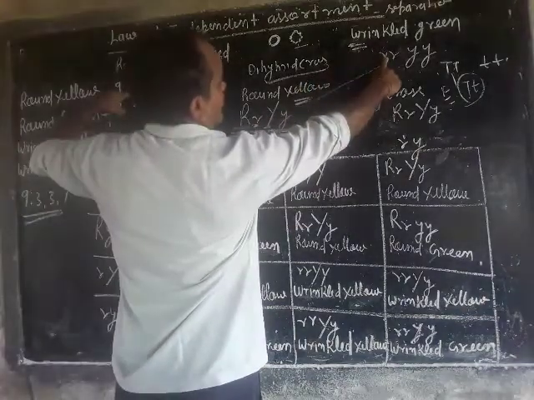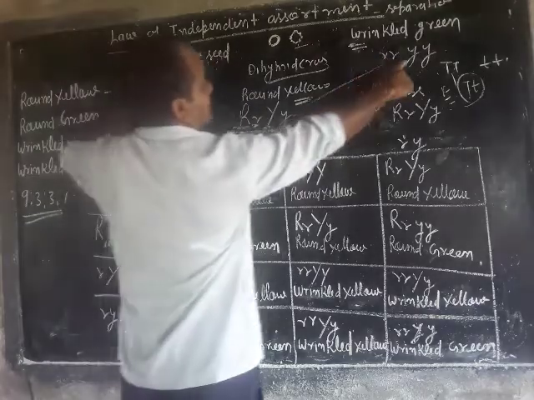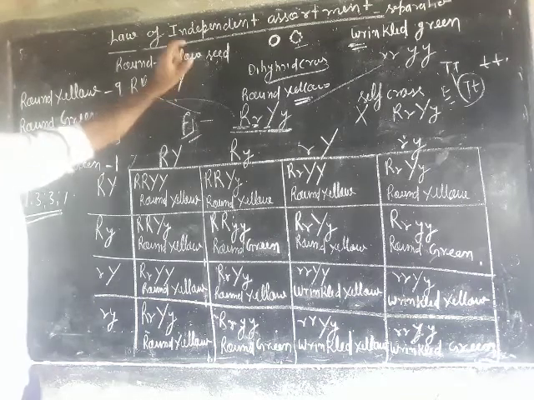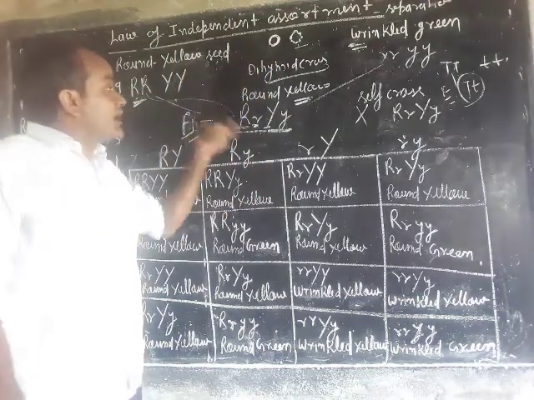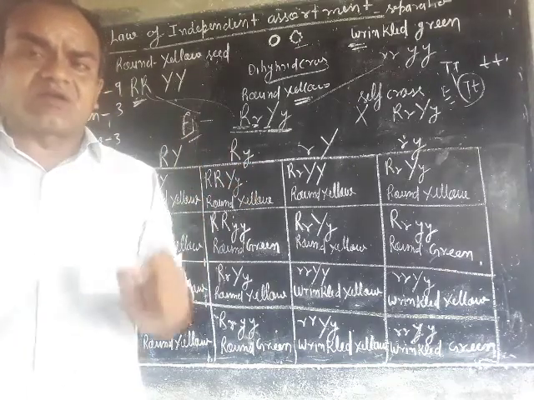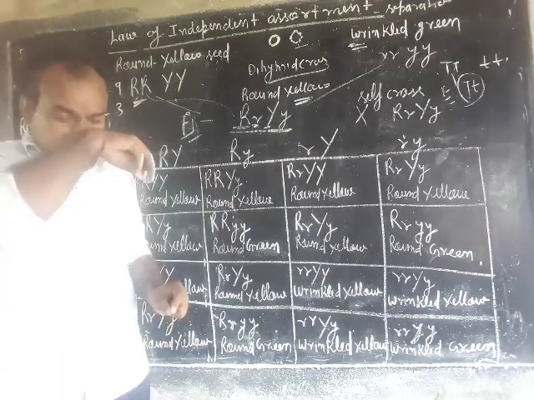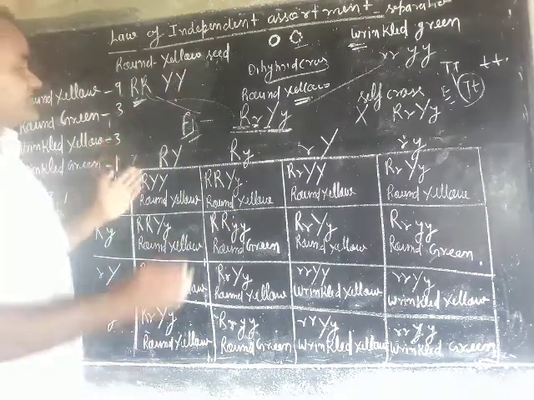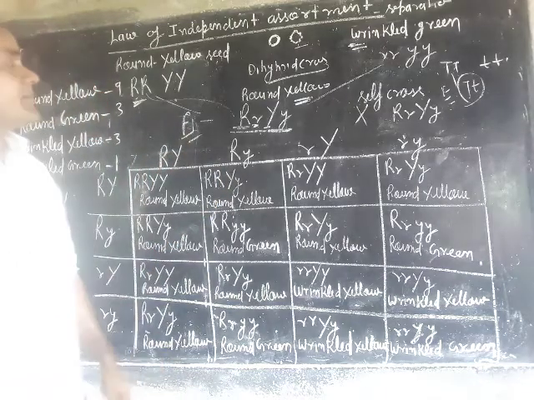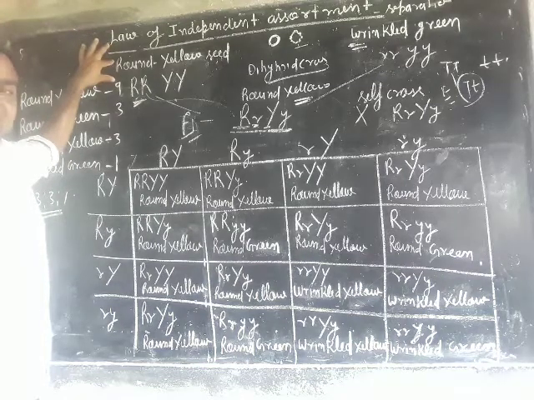This is one pair of contrasting characters, round and wrinkled. Here is another pair of contrasting characters, yellow seed and green seed. A cross between two pairs of contrasting characters is known as a dihybrid cross. First we will discuss what the dihybrid cross is. Mendel crossed pure breeding plants.